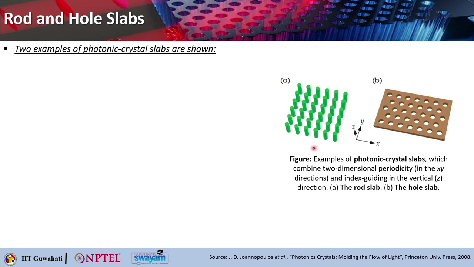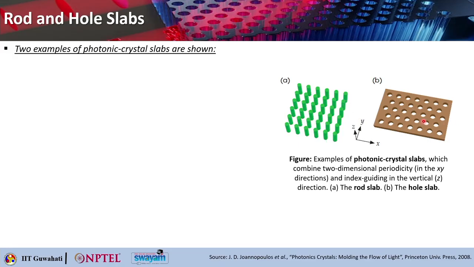Here are two examples of photonic crystal slabs. Once again, they have two-dimensional periodicity, so there is a 2D band gap along x and y, and in the vertical or z dimension there is a finite thickness, where index guiding helps keep the light confined within the slab itself. This is a rod slab, which you can think of as an array of dielectric cylinders, and this is the inverted array. Not exactly inverted, because this is a square lattice and this is a triangular lattice. This is a hole slab, where the air holes make a triangular lattice.